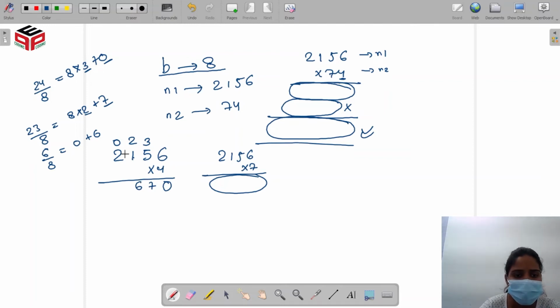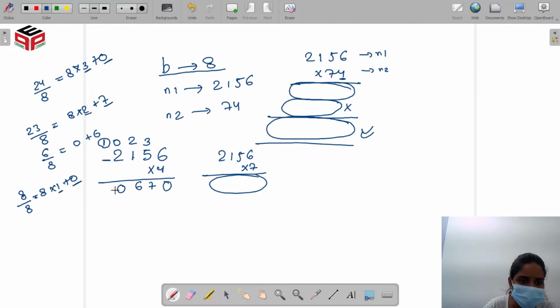4 2s are 8. 8 plus 0, 8. 8 divided by 8: 8 1s are 8 plus 0 as a remainder. As we have 0 as a remainder, 0 will be the answer digit, and because we have 1 as a quotient, 1 will be the carry. Now I don't have anything to multiply with, so 1 will be the answer digit. So this is my answer when I'm multiplying 2156 with 4.